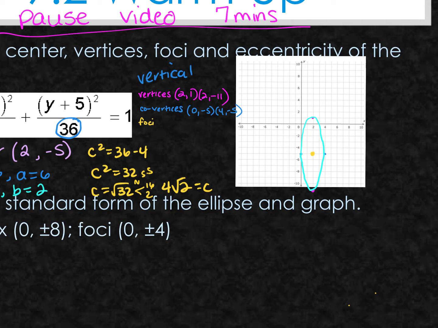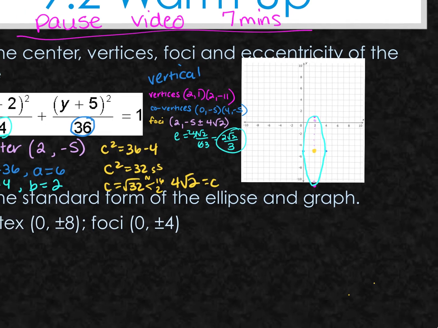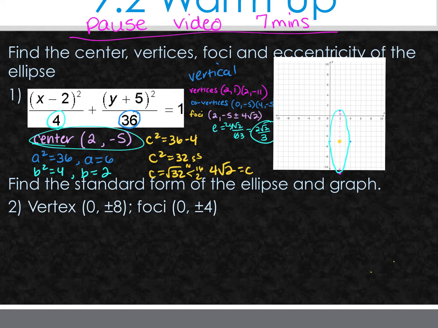For these, I add and subtract that 4 root 2, which we said was about 5.5. 1, 2, 3, 4, 5, and down 5. That's my foci. So the H stays the same, that 2. The -5, I add and subtract 4 root 2. And now we add on eccentricity, which is C, 4 root 2, over A, 6, simplify, and I get 2 root 2 over 3. My center was over here.